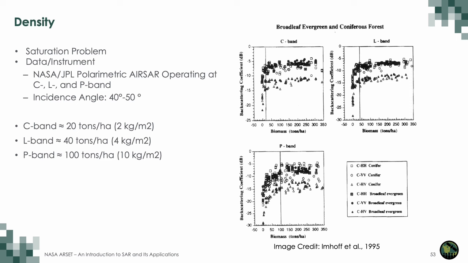And then there's density. The denser the vegetation, the less the probability of the signal penetrating through. So there are saturation levels, and that is going to vary with the type and structure of forest. In this case, for a broadleaf evergreen and coniferous forest, this study indicated that C-band saturates at around 20 tons per hectare, L-band at around 40 tons, and P-band at around 100 tons. There have been many studies looking at this saturation issue, saturation of the signal, and there are many different ranges. Other studies have indicated that in tropical forests, the signal at L-band will saturate between 80 and 150 tons per hectare, while at P-band between 200 and 350 tons per hectare.